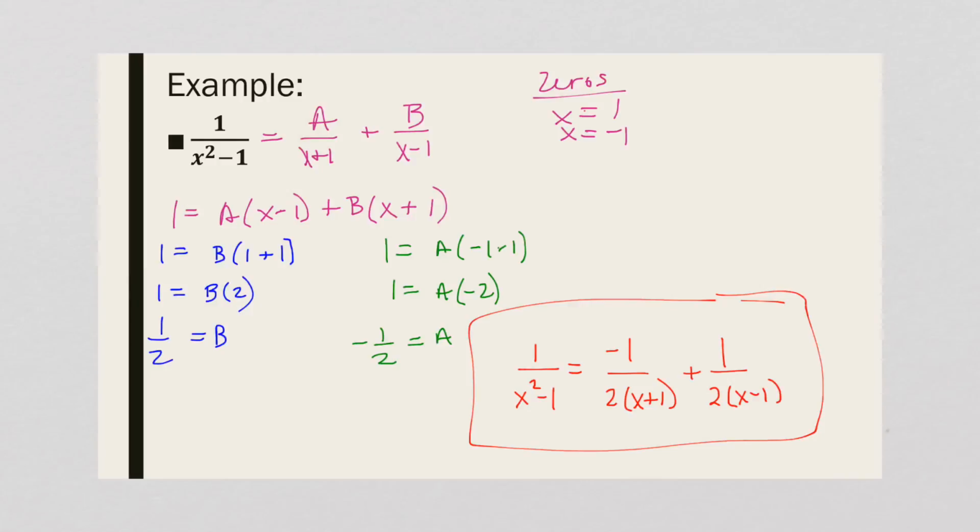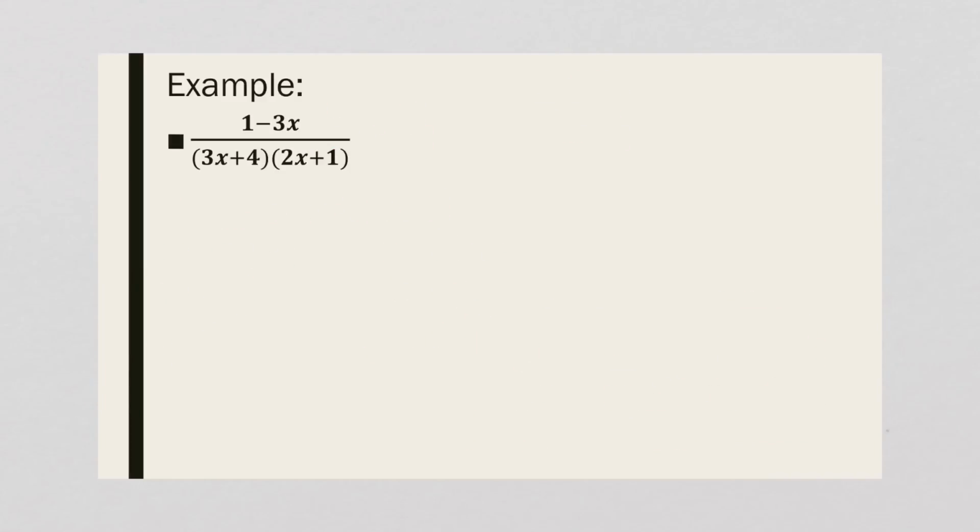So since a was a negative 1/2, the negative 1 goes on top, 2 on the bottom. B is positive 1/2, 1 on top, 2 on the bottom. With the factor part, if I had 2/3, it'd be 2 on top, 3 on the bottom. You would treat all fractions the same. Go ahead and try this one and come back and check your answer.